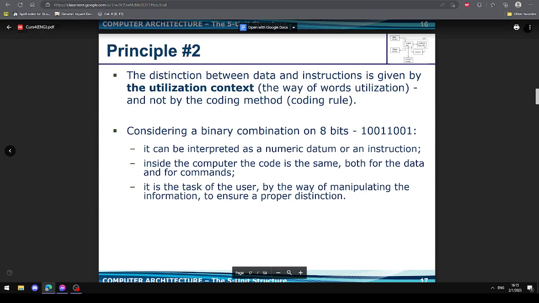Principle number 2. The distinction between data and instructions is given by the utilization context, the way of word utilization, and not by the coding method, coding rule. Considering a binary combination on 8 bits, it can be interpreted as a numeric datum or an instruction. Inside the computer, the code is the same, both for the data and for commands. It is the task of the user, by the way of manipulating the information, to ensure proper distinction.